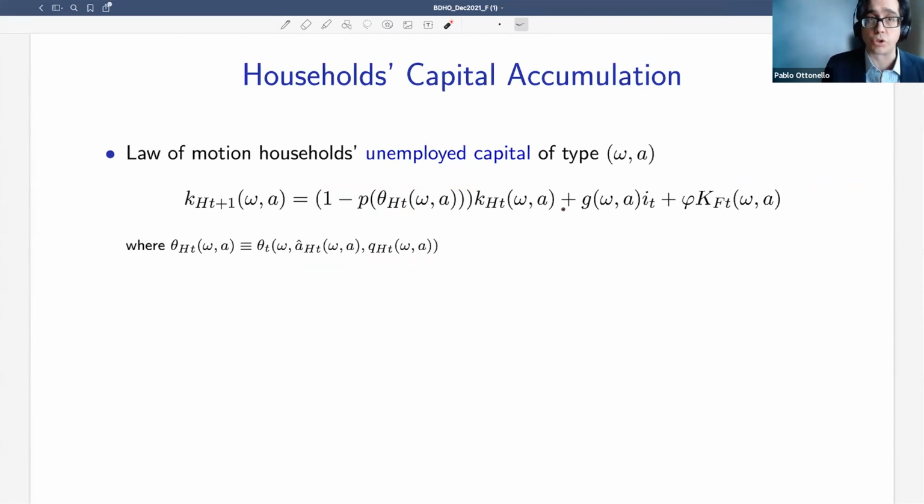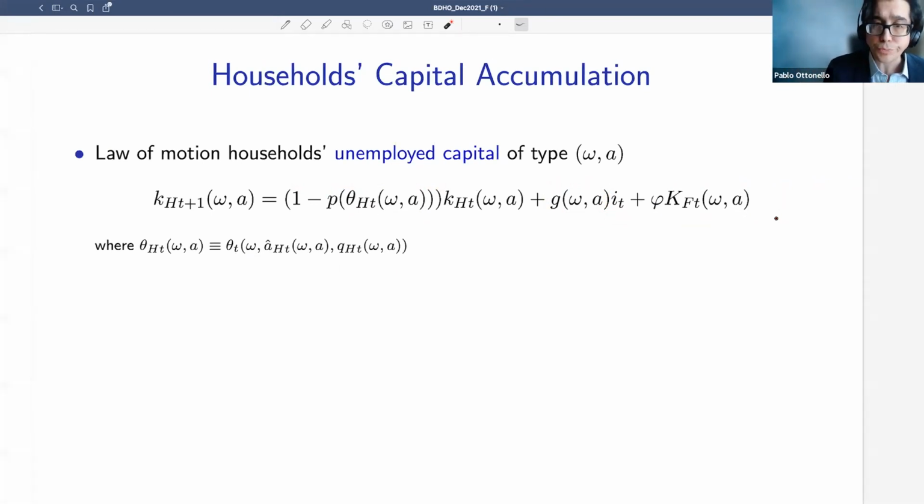Then households invest in new capital. I here denote the mass of capital of new quality that they produce. And we have here a PDF G that maps, of the new capital they produce, what share goes into each capital quality of each particular type. Okay, and then the last term considers the separation flows from firms that exit the economy and transfer their capital to the households.